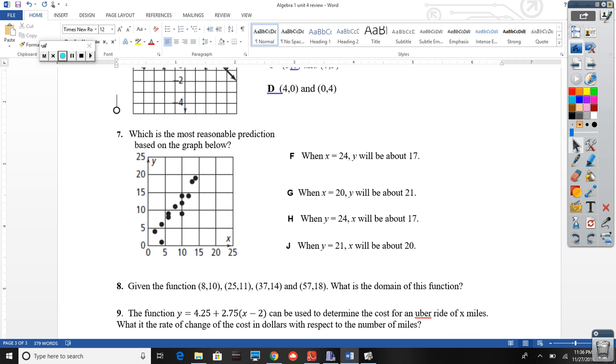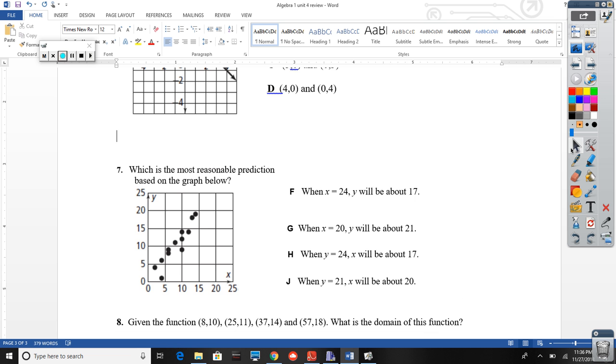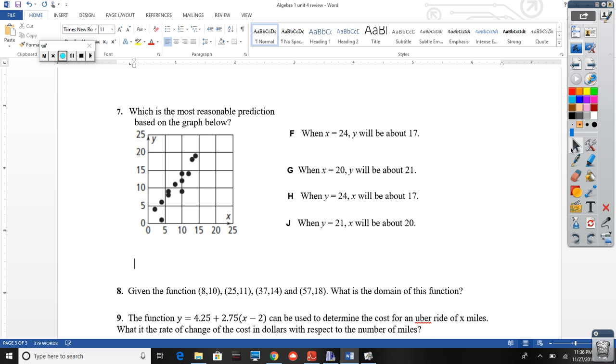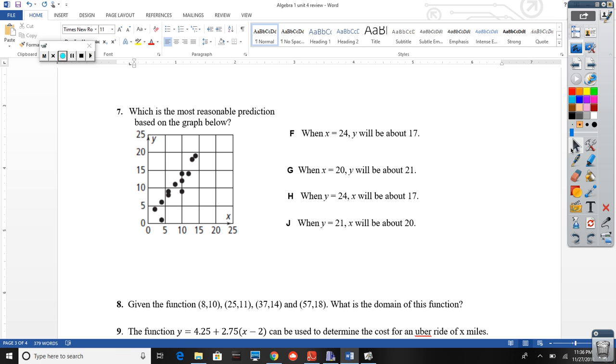And it says, which is the most reasonable prediction based on the graph below. Okay, I'm going to use this graph to remind you of correlation, right? So this is the line of best fit. It goes through the middle, it goes through most of the points. And then it says, which is the most reasonable prediction based on the graph.